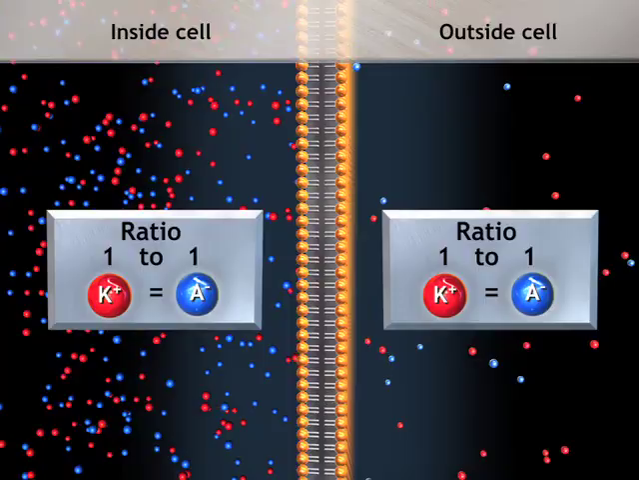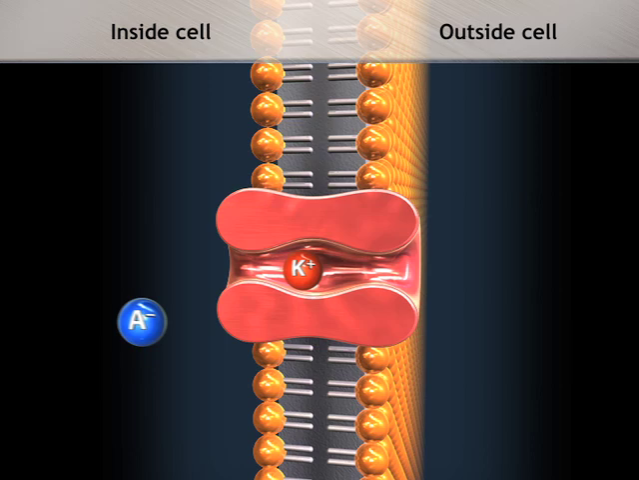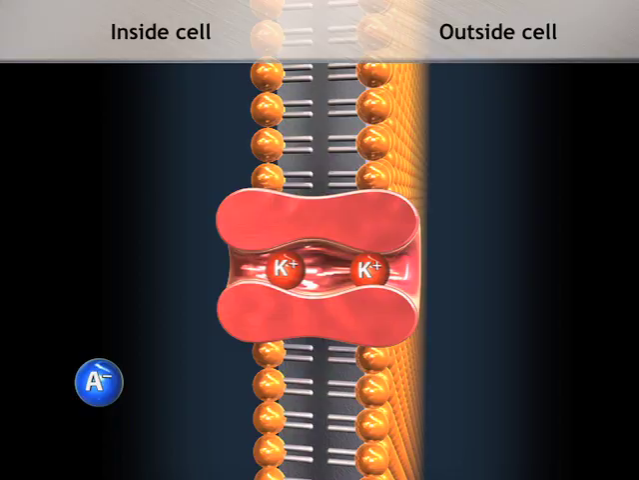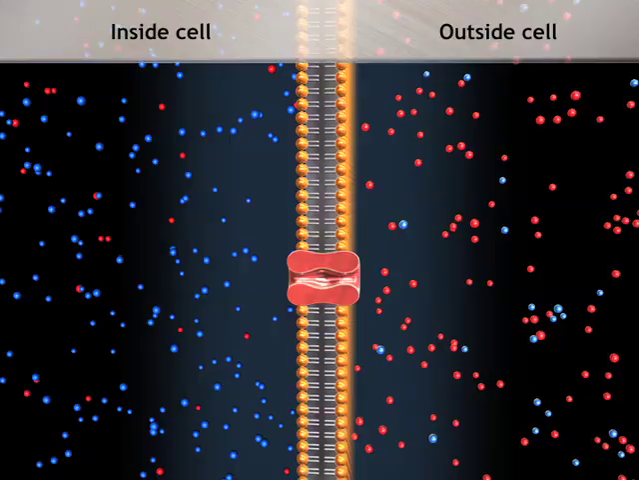Now let's insert a potassium channel into the phospholipid bilayer. This channel allows potassium ions to diffuse down the steep concentration gradient. The corresponding anion does not fit through the potassium channel and is left behind. As a result of potassium movement, the ratio of potassium ions to anions becomes different inside and outside the cell, causing the inside of the membrane to develop a net negative charge.